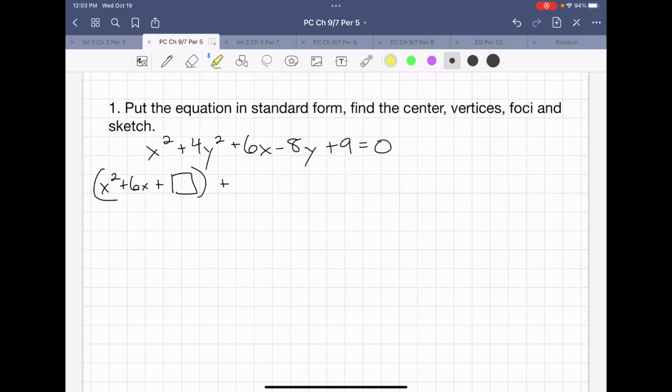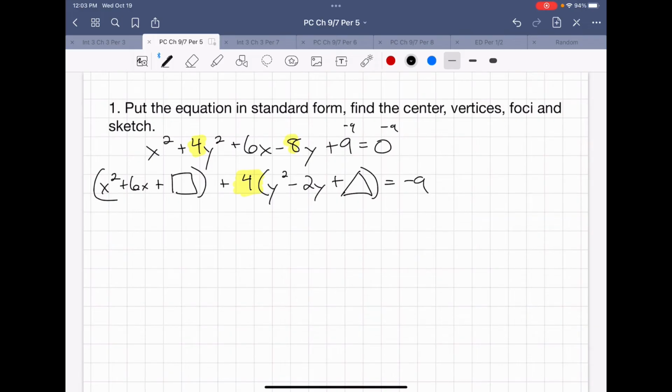I'm going to use yellow. Factor it out of everything that has a y touching it. So it gets pulled out front. Divide by 4 and you get y squared. Divide by 4 and you get minus 2y plus a different place saver. Move that constant to the other side.